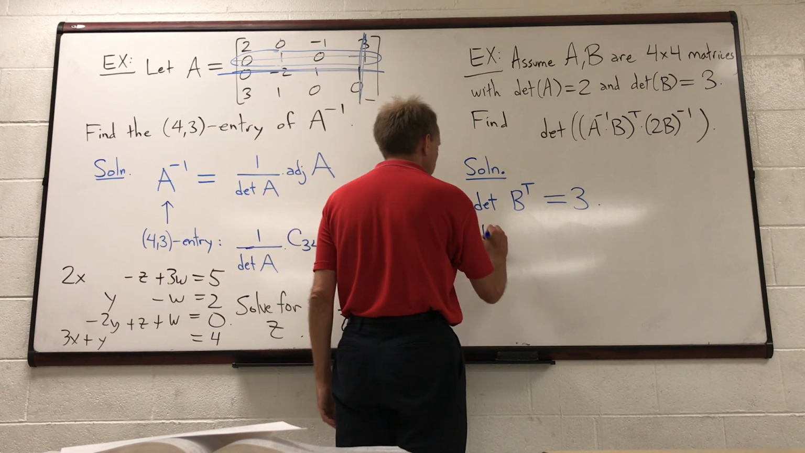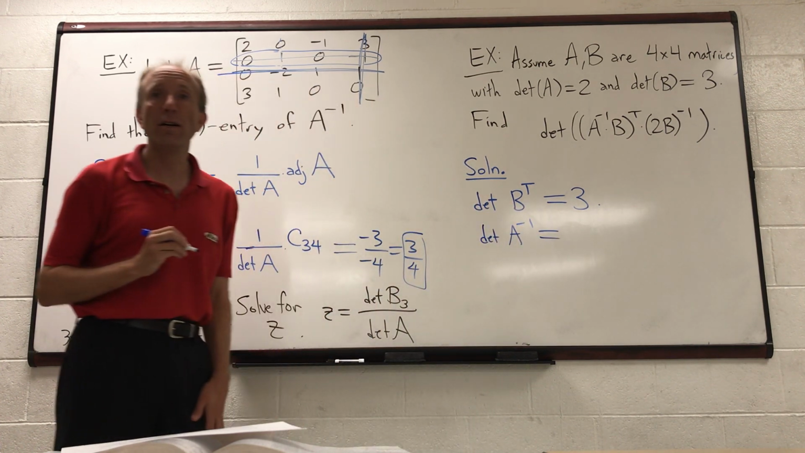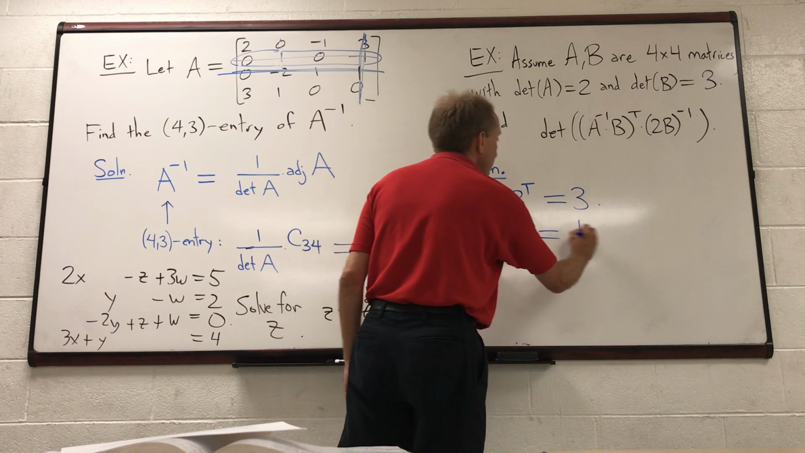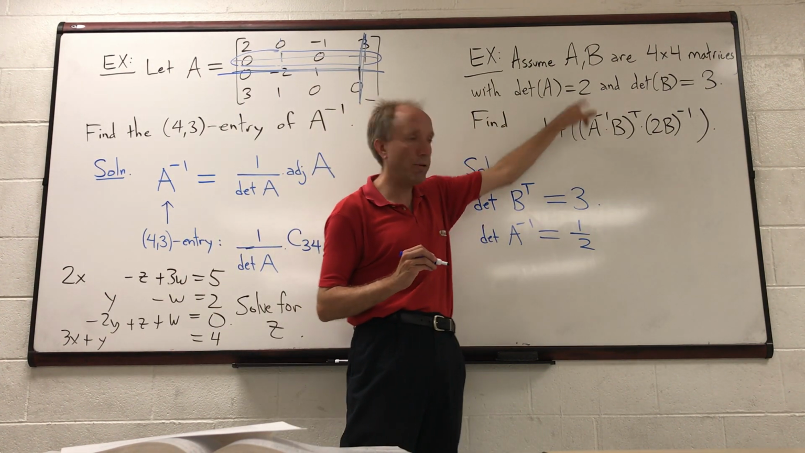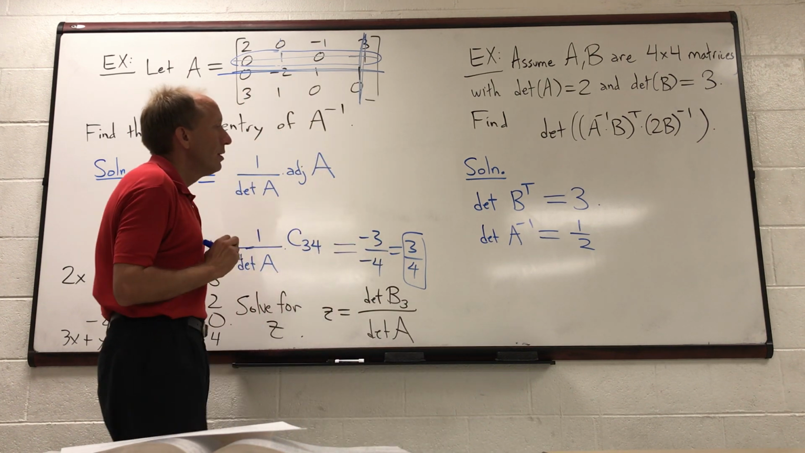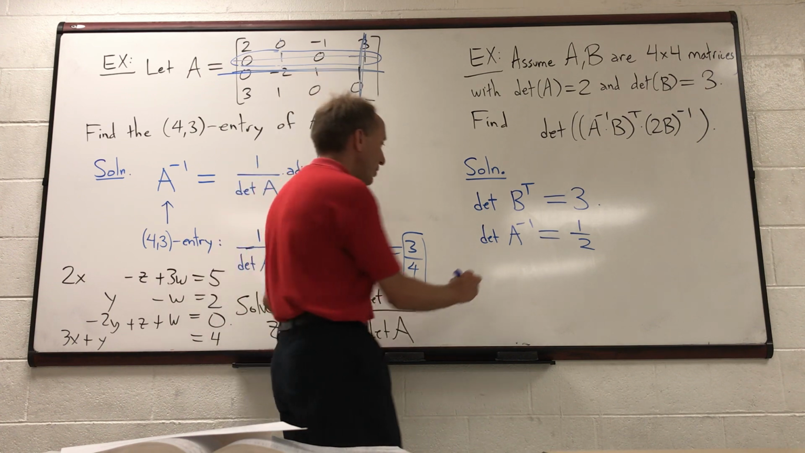Okay, we can look at A inverse. What is the determinant of A inverse in this case? Okay, so that one is reciprocal, right? So we take the reciprocal of the determinant of A, which would give me 1/2. Okay, what else do I need to look at? The determinant of 2B.